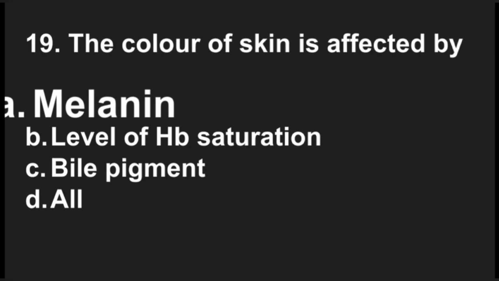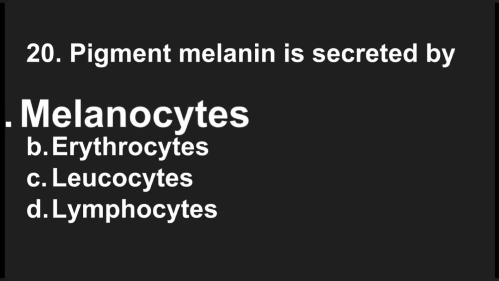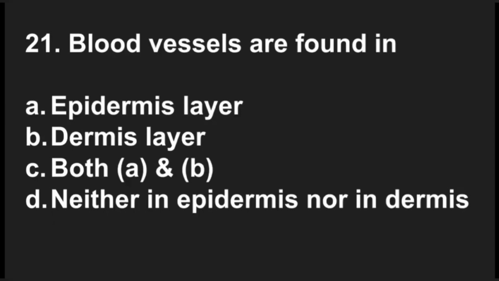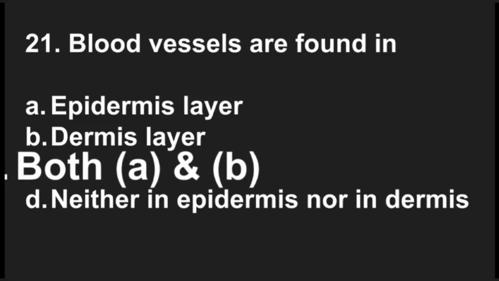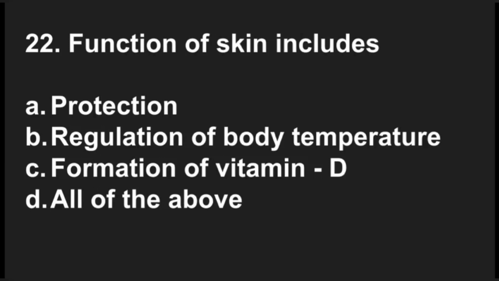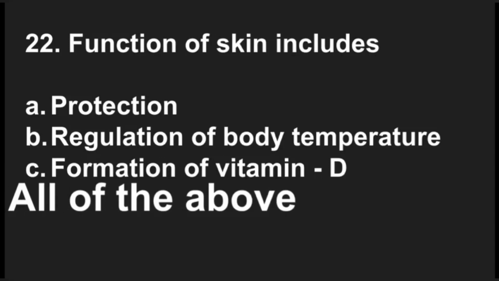So answer is melanin. Pigment melanin is secreted by melanocytes. Blood vessels are found in, see, both epidermis and the dermis layer. Function of skin includes the protection, the regulation of the body temperature and formation of the vitamin D.